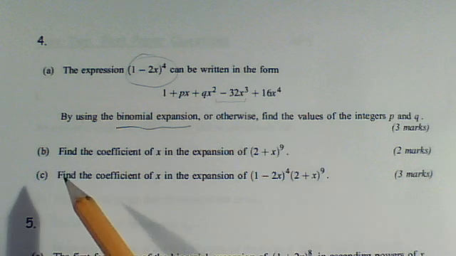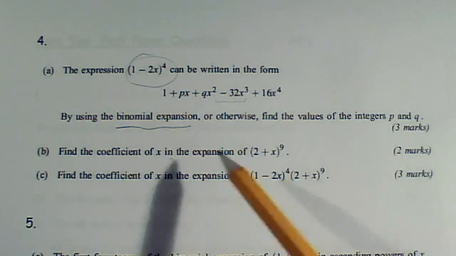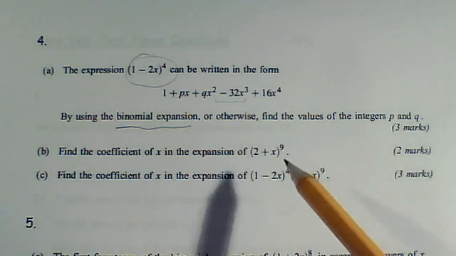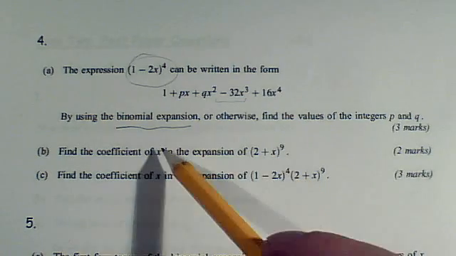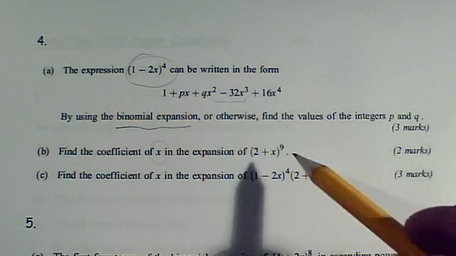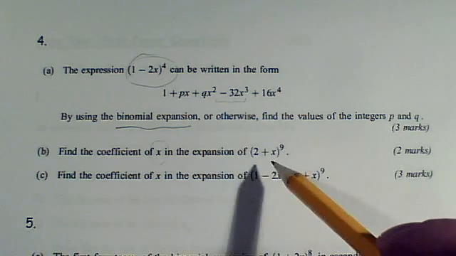Then in part B, we've got to find the coefficient of x in this expansion, which means we don't need to generate all the terms. X is actually quite near the beginning. You actually only need the second term of the expansion.